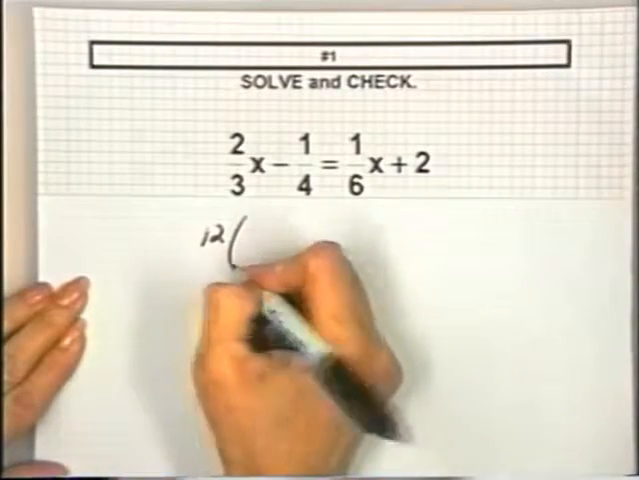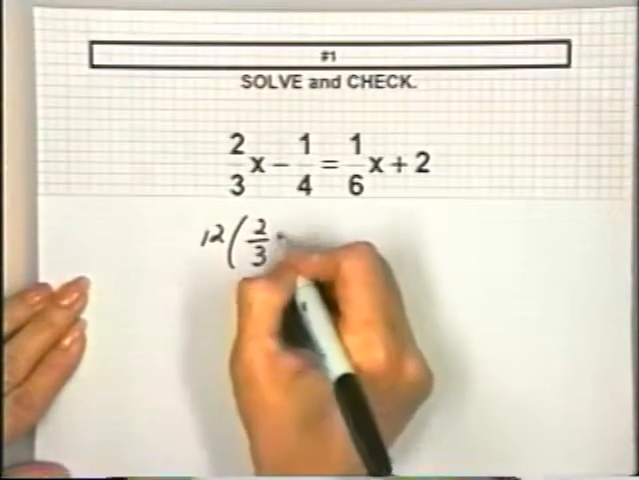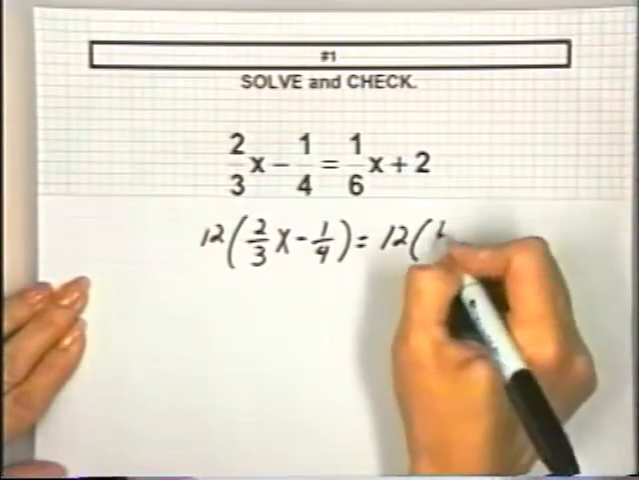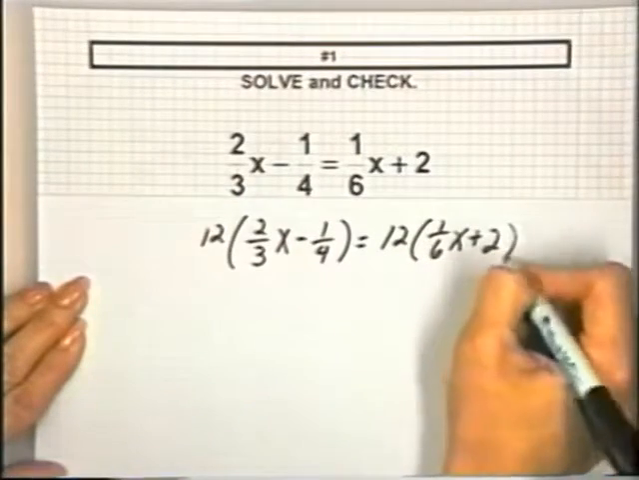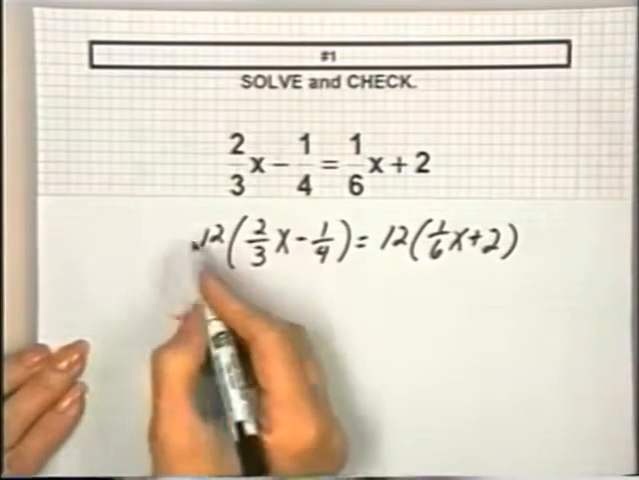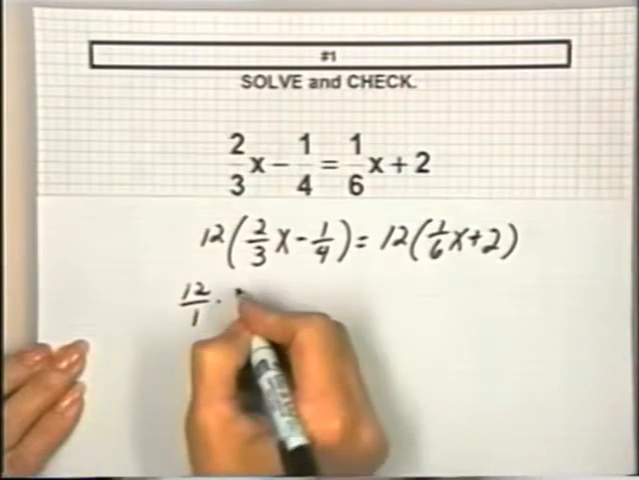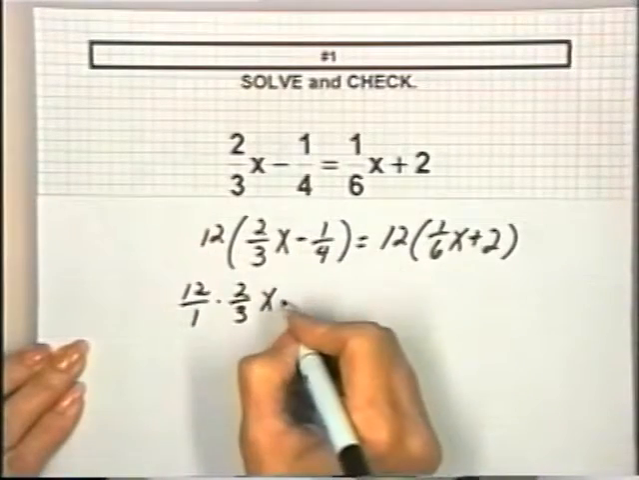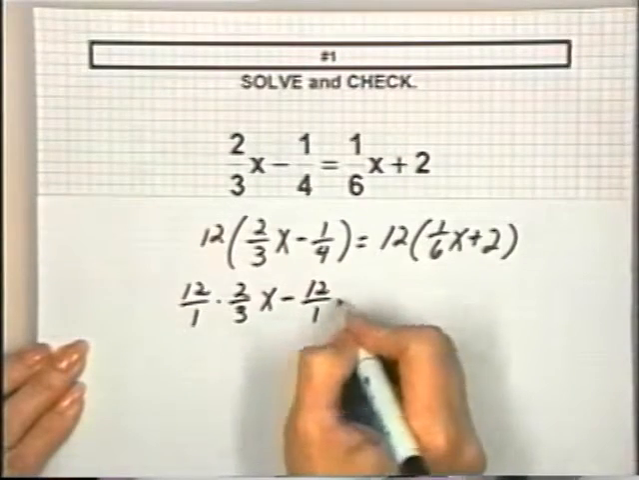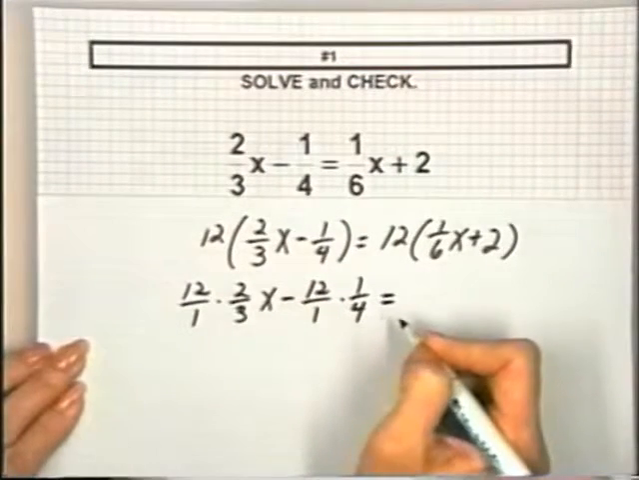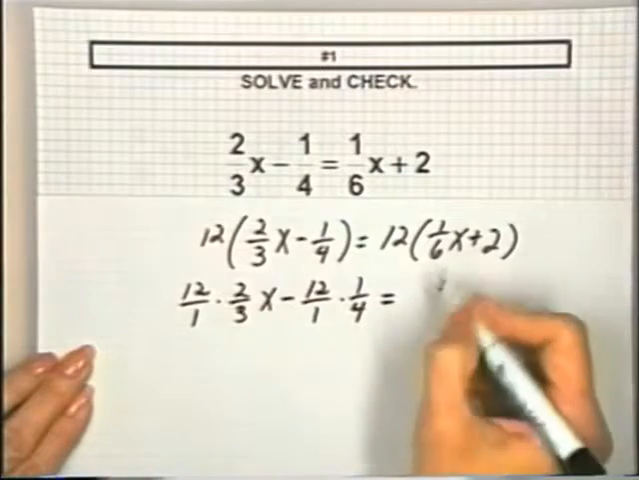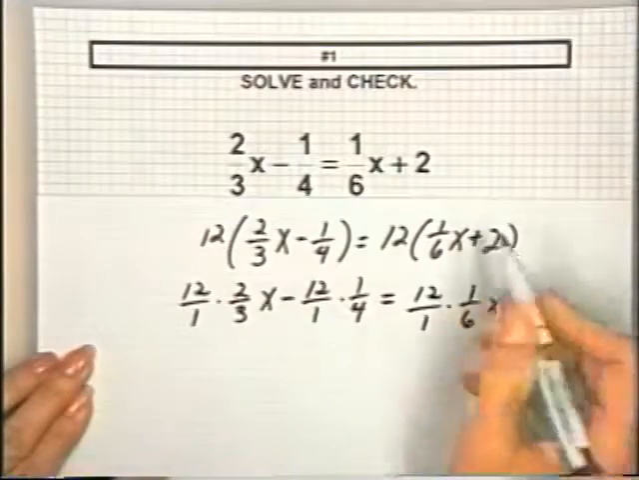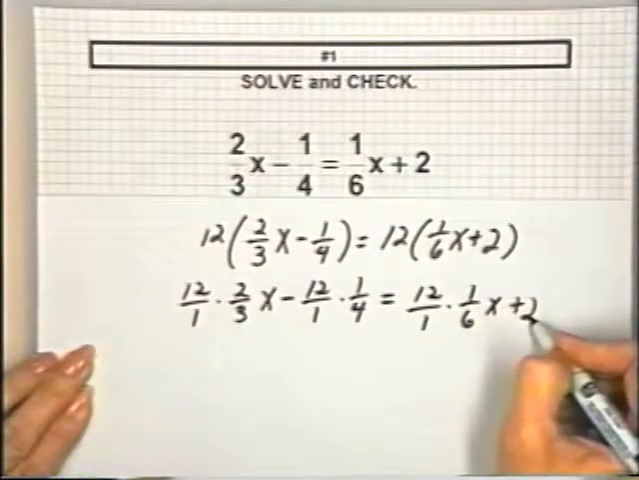So I will say 12 times 2/3 x minus 1/4 equals 12 times 1/6 x plus 2. When I distribute the 12, I will say 12 over 1 times 2/3 x, and I will say a positive times a negative is a negative. 12 over 1 times 1/4 equals, on the right side of the equation, I will have 12 over 1 times 1/6 x, and 12 times 2 will give me 24.